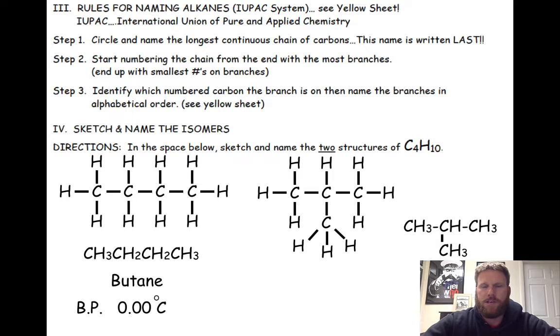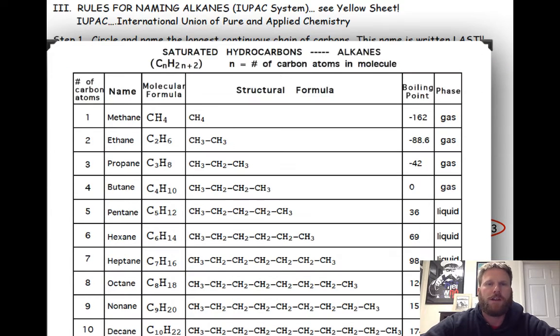You can also represent this structure like this. If you follow the game plan, you will name this correctly. The first thing you have to do is circle and name the longest continuous chain of carbons. Well, in this case, the longest continuous chain is simply 3 carbons long. When we look up the 3 carbon chain on the back side of the functional group sheet at the top, you can see it's propane.